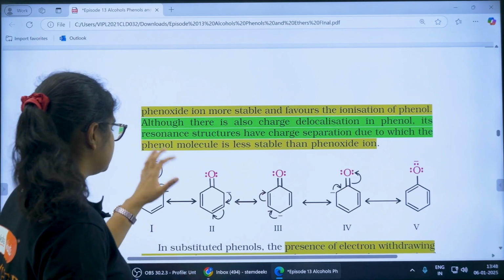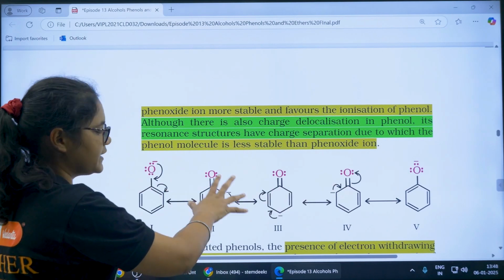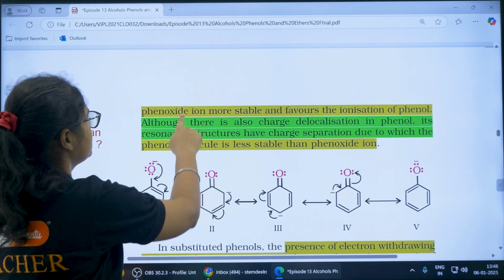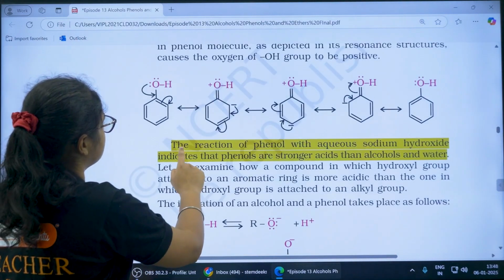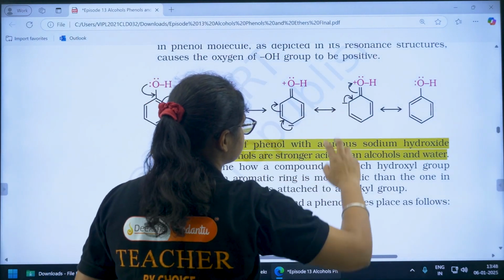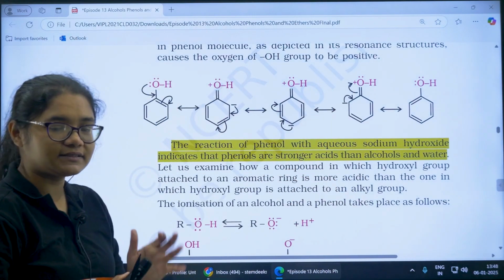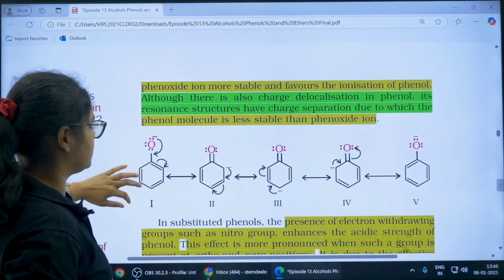You can see here, this is the resonating structure of phenoxide ion. There is no charge separation. But if you see the resonating structures of phenol, there is plus and minus, so charge separation is there. So that is why it is less stable. This can be a potential question.